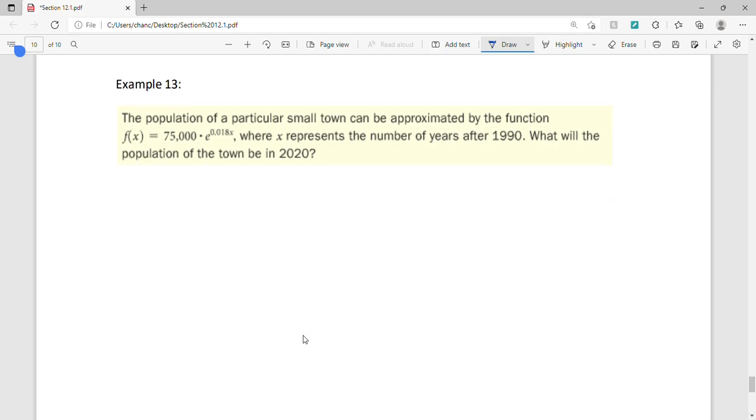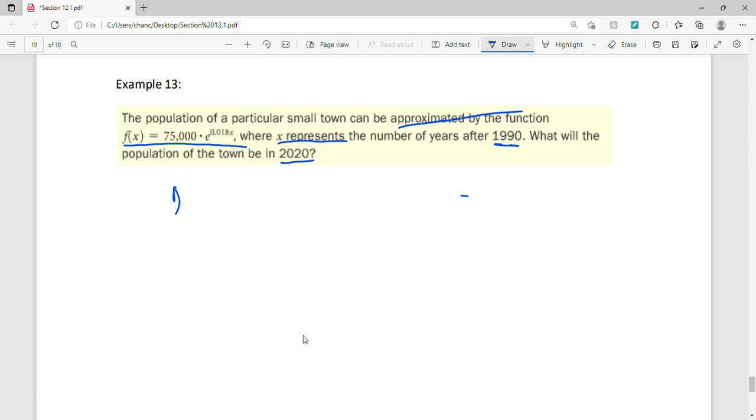Example 13, we have a word problem. The population of a particular small town can be approximated with this function. f of x equals 75,000 times e raised to the 0.018x, where x represents the number of years after 1990. What will the population be in 2020? Well, to do this, we'll have to figure out how many years there are.